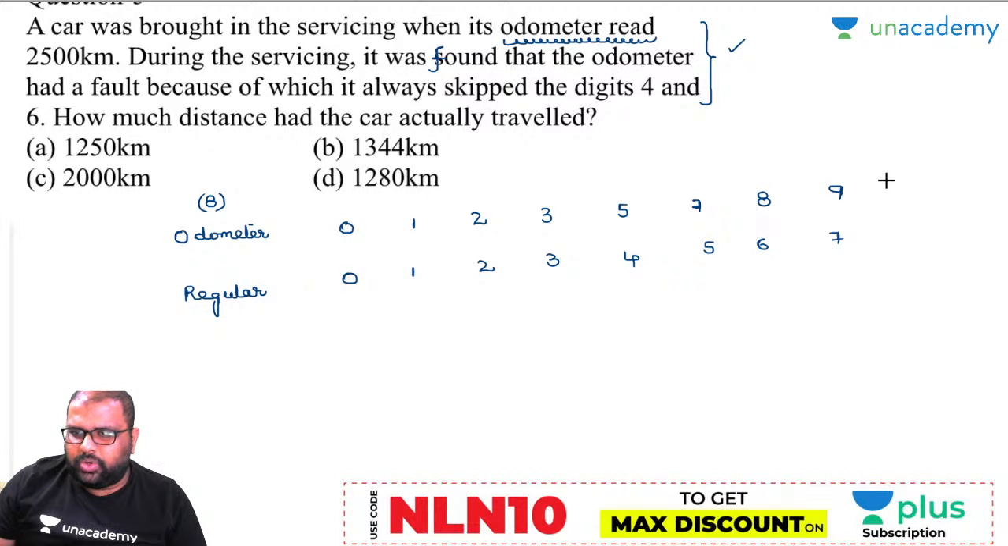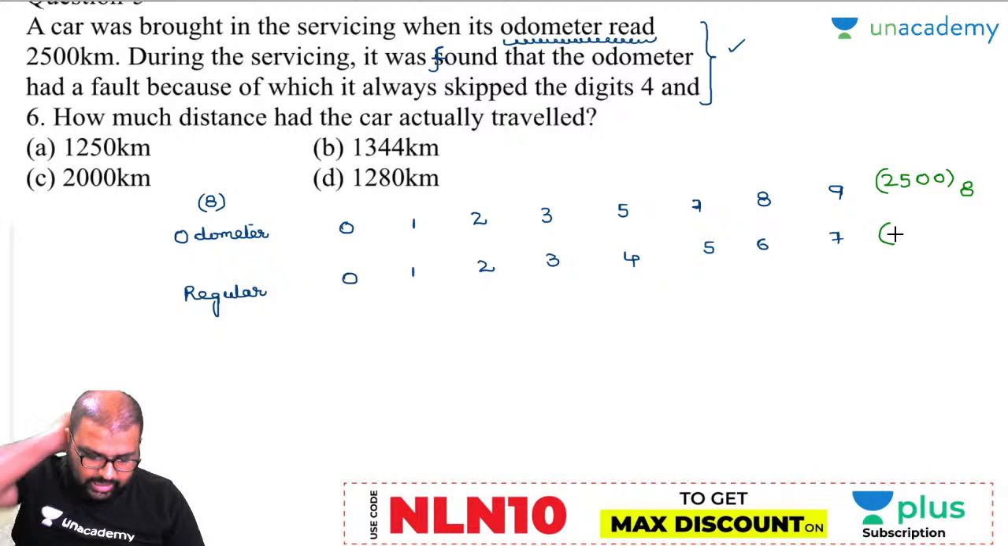It is shown in the odometer as 2500. This 2500 is in which base system? This base system contains only 8 digits, so it is in the base system of 8. Now this is not a correct base 8 number. You have to convert it to the correct one.